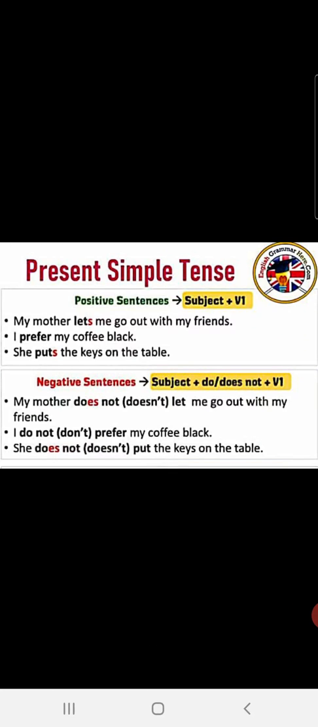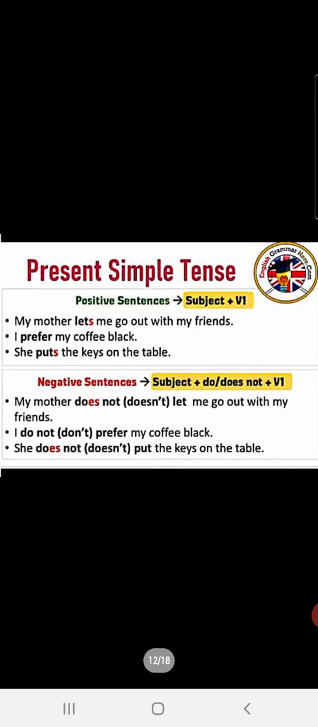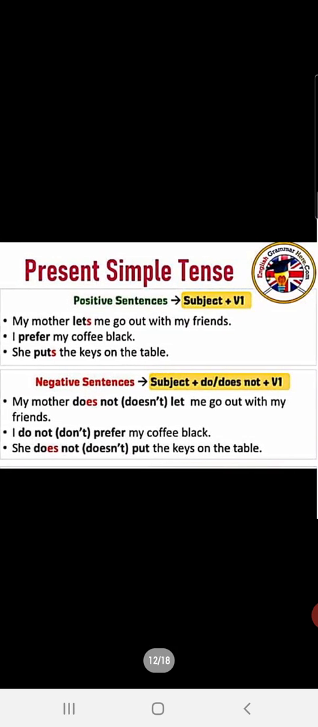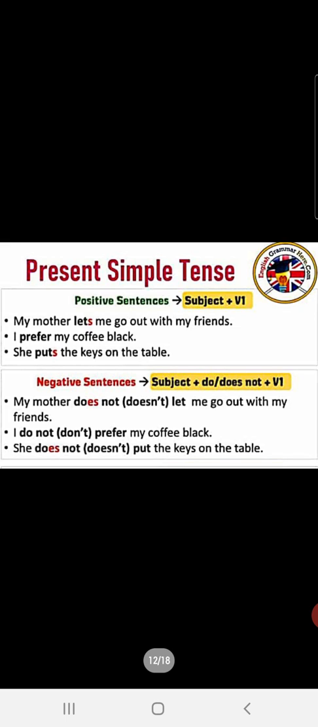My mother lets me go out with my friends. Now lets is the verb which is in simple present tense. Now we have to see the subject, children. The subject is my mother, which is a singular subject. So we are going to change it into negative. My mother does not let me go out with my friends. Now does not can be written as doesn't also, the contracted form.